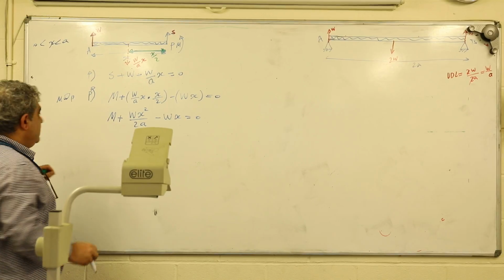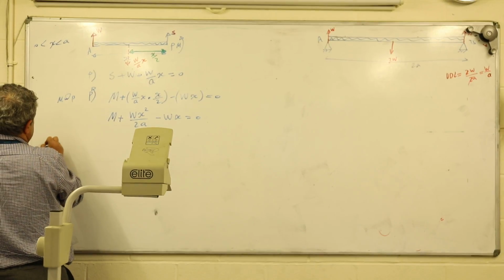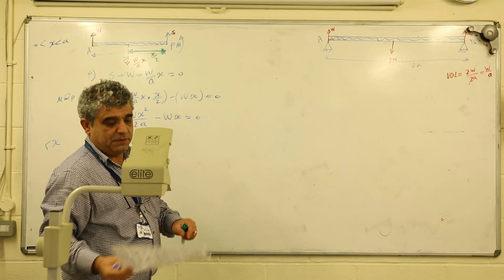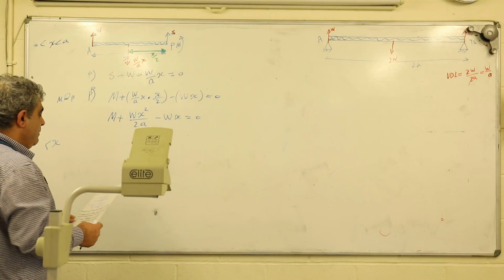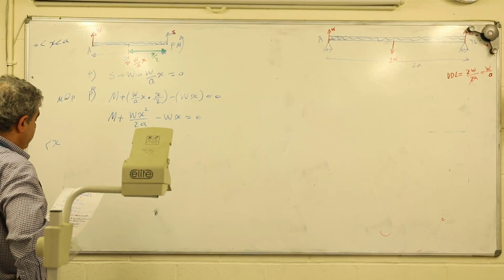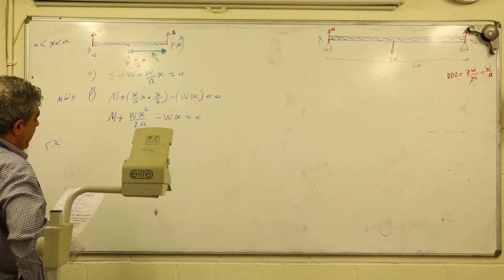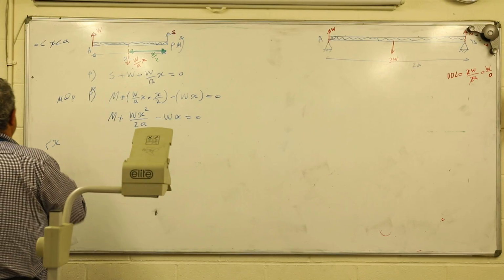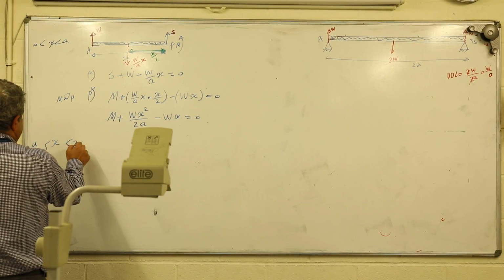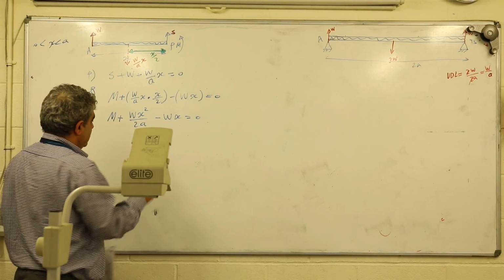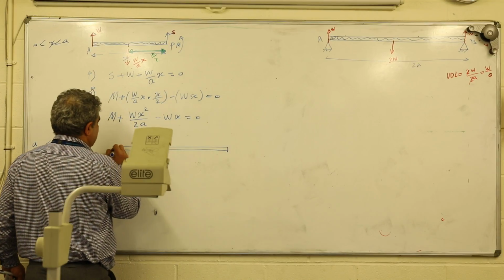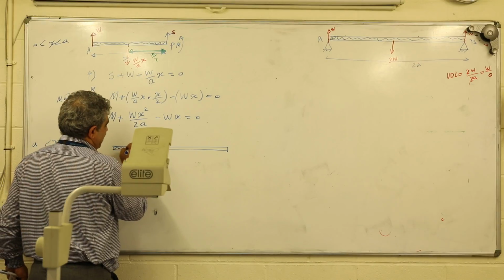zero. Let's make another cut. X bigger than 0. I think with the same cut you can go as well, because it's not after the distributed load. I have to go right to the end of the beam. I can do that. Bigger than A, less than 2A. So again, same thing as this one. Nothing will change. I should have done one cut actually.